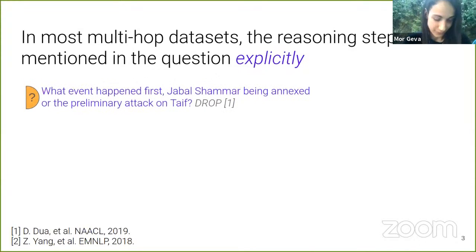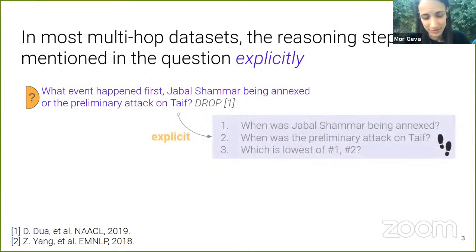Let's take, for example, this question from DROP. What event happened first, Jabal Shammar being annexed or the preliminary attack on Taif? To answer this question, you should have three steps. You should check when each of these events happened and then just compare the results. But you can see that the steps are clear from the question, right? You should be able to answer this question even if you don't know who Jabal Shammar is or what the attack on Taif was.